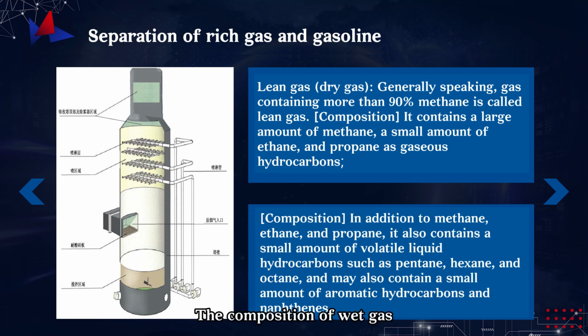The composition of wet gas, besides methane, ethane, and propane, includes small amounts of volatile liquid hydrocarbons such as pentane, hexane up to octane. It may also contain small amounts of aromatic hydrocarbons and naphthenes.